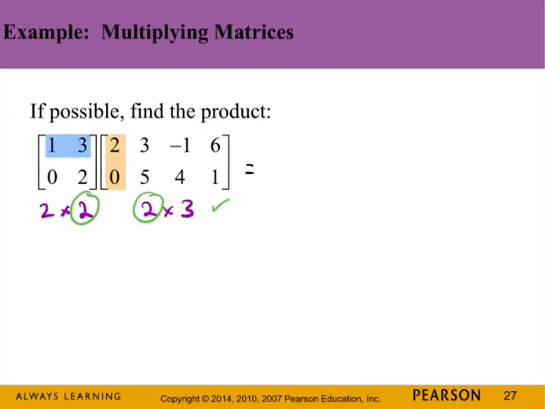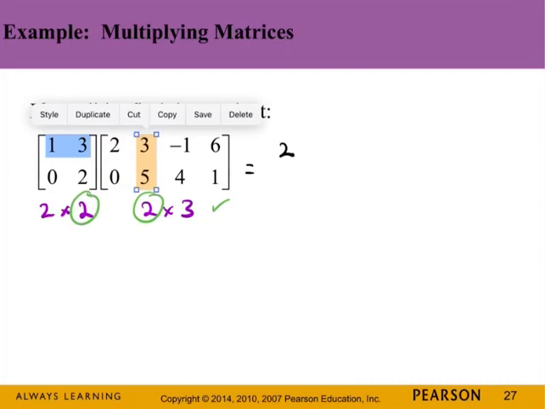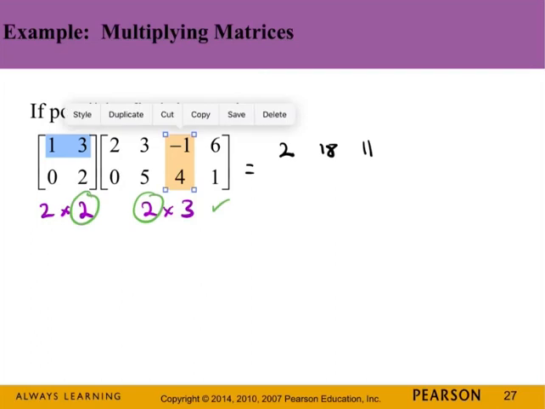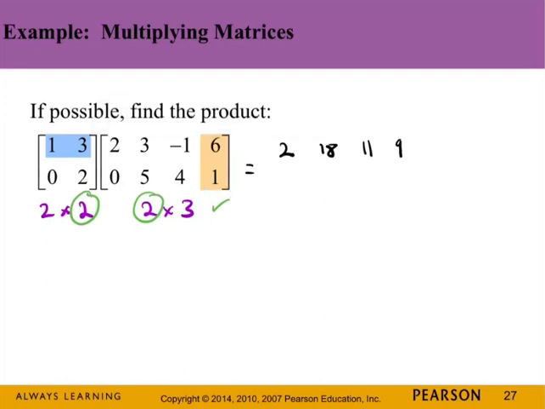I think I'm going to just write the answer in the interest of time. So that's going to be 2. Then the next one is 3 plus 15. So that's 18. Then the next one is -1 plus 12. Looks like it's 11. This one, 6 plus 3 is 9. So then we reset.